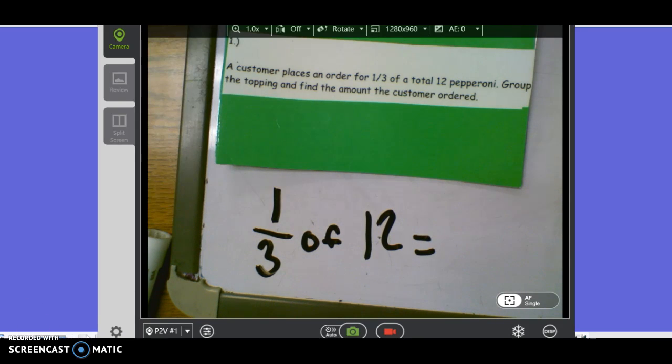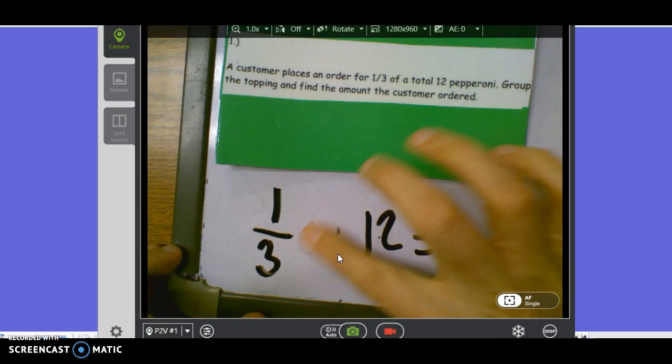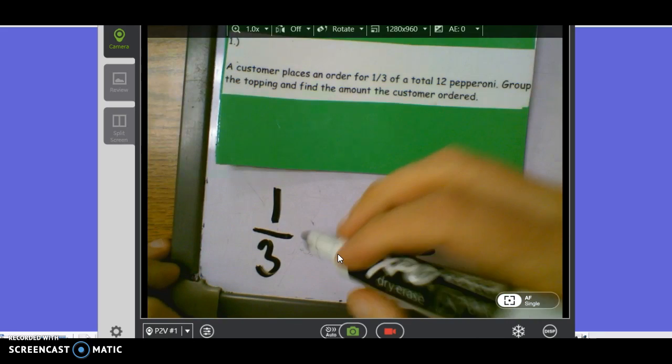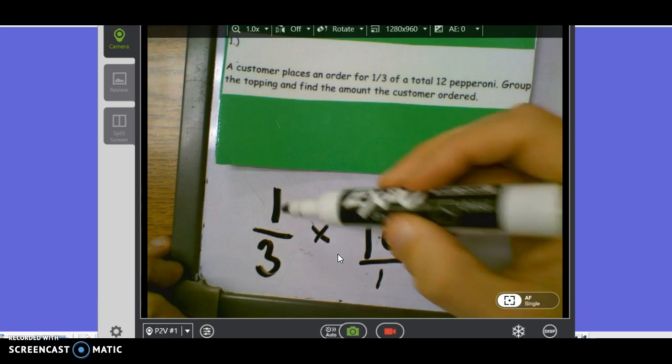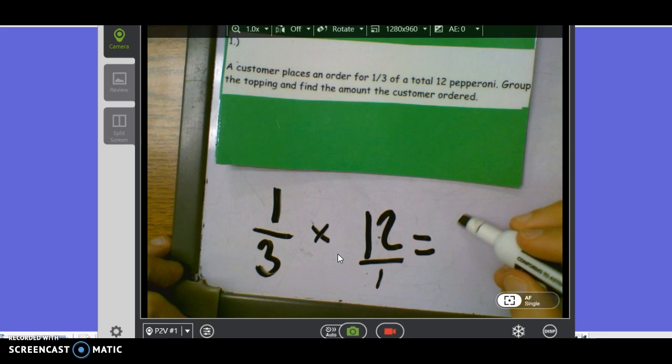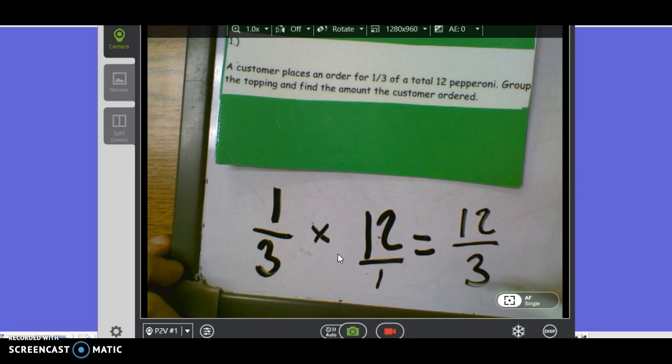So in this case, what do we have to do? We know that we can set up a math equation and do 1/3 of 12. Follow the steps. Change this word of into a multiplication symbol. Put 12 on top of the denominator of 1. Step 3 says multiply the numerators. 12 times 1 is 12. Multiply the denominators. 3 times 1 is 3. And then divide the large number 12 by 3, which will get me 4.